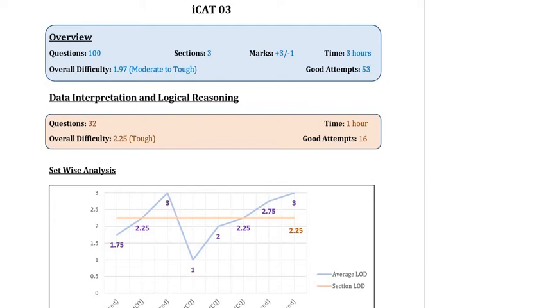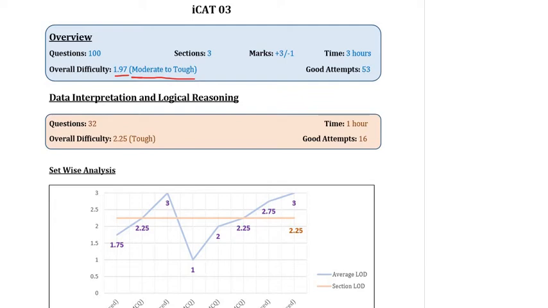So as we said earlier, by now you would have finalized your attempt strategy, your strengths and weaknesses for each section and so on. Coming to this mock, as we saw in the verbal section, this was a mock classified as a moderate to tough mock with an average difficulty level per question at around 1.97. Now what does this mean?